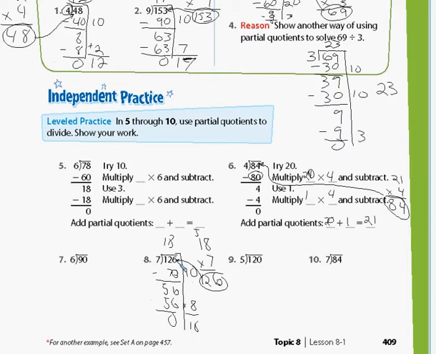Problem number 10. We'll take 10 7s away, and that's 70. That leaves us 14. I take 2 7s away, and that's 14. When I subtract that, I get 0. So 84 divided by 7 is 12. We'll check it. 12 times 7. 7 times 2 is 14. 7 times 1 is 7, plus 1 is 8. And that matches our dividend, so we did it correctly. Let's go over to the next page.